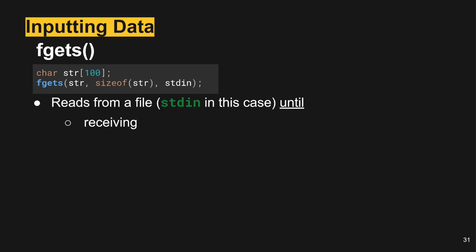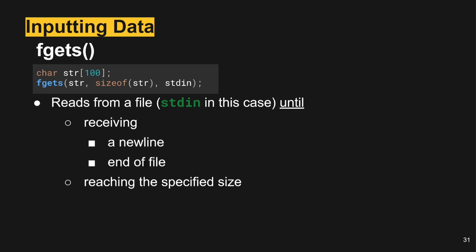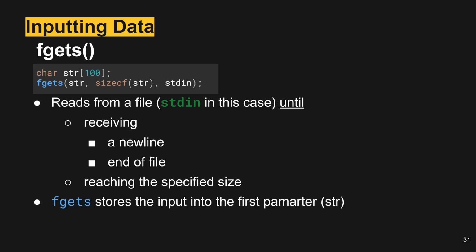So fgets is going to receive characters from the source until receiving either a new line, an end of file, or it reaches the specified size of the second parameter. It'll store all this input into the first parameter, and it also includes the new line, if a new line is entered in the input.